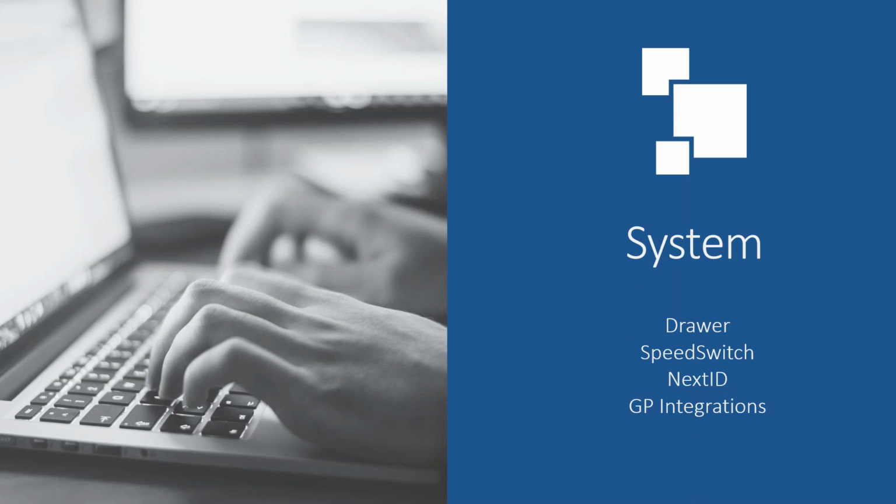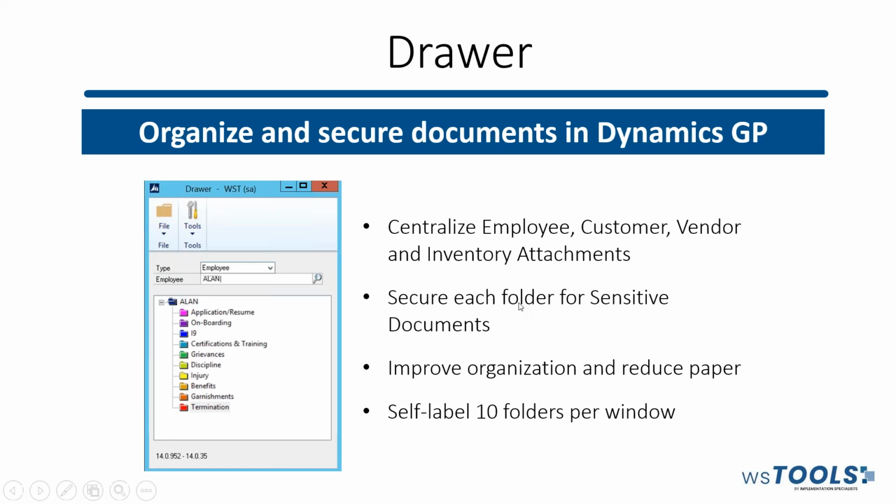All right, well, we'll step into the next section, which is system. The first feature under system is drawer. This used to be called HR drawer, in case you've heard that before. I always want to preface that in case you've heard the old tool name. Now we call it just drawers because it is for customers, vendors, employees, and inventory items as well. This gives you the capability to have 10 folders that you can put attachments into per those employees, customers, vendors, and items. And the security is set up per folder.